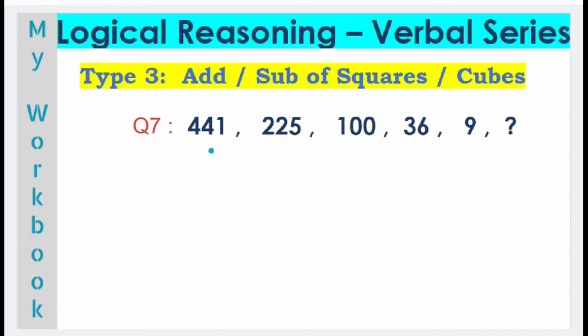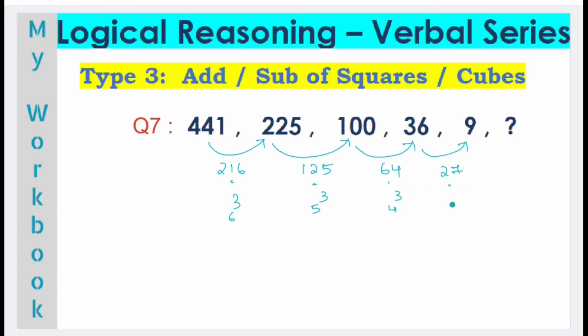So let's find the difference between successive elements. 441 minus 225 will be 216. 225 minus 100 is 125. 100 minus 36 is 64. 36 minus 9 is 27. All these numbers are perfect cubes. 216 is 6 cube, 125 is 5 cube, 64 is 4 cube, 27 is 3 cube.